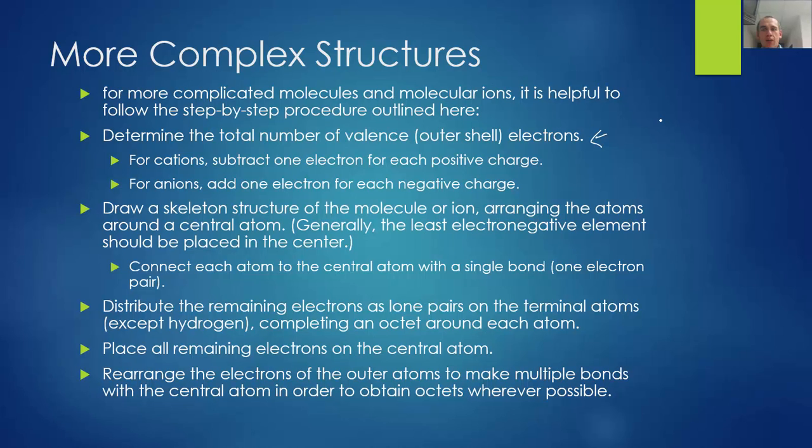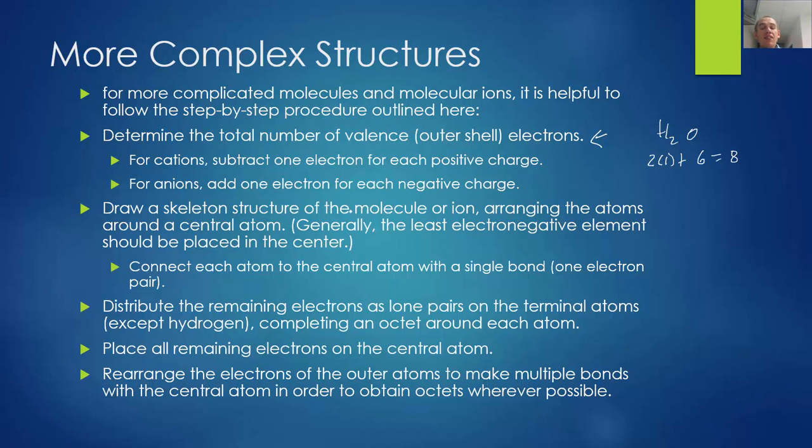So if we're thinking something like water, H2O, each hydrogen atom contributes 1, so we have 2 times 1, plus the oxygen atom, which contributes 6, so we know we have a total of 8 electrons to place. If we had something that was charged, like a polyatomic ion, like carbonate or ammonium, then we would have to add electrons for each negative or subtract electrons for each positive. We'll look at an example like that later.